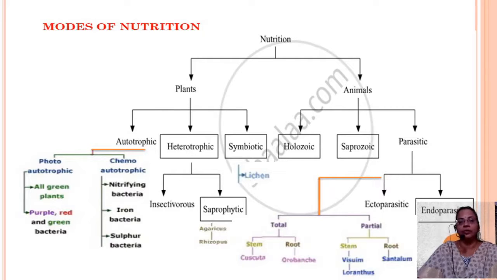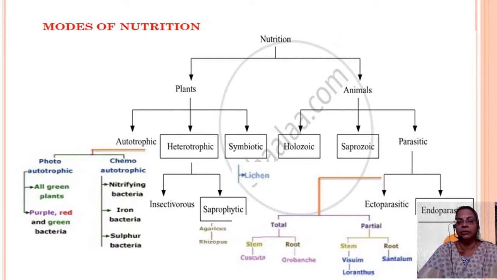Then parasitic mode of nutrition, even in plants as well as in animals, parasitic modes are there. That means they are growing inside or outside the body and deriving the food from the host. Then it is called a parasitic organism. Parasites can be broadly classified into ectoparasite and endoparasite. Ectoparasite means the organisms which are growing on the body.